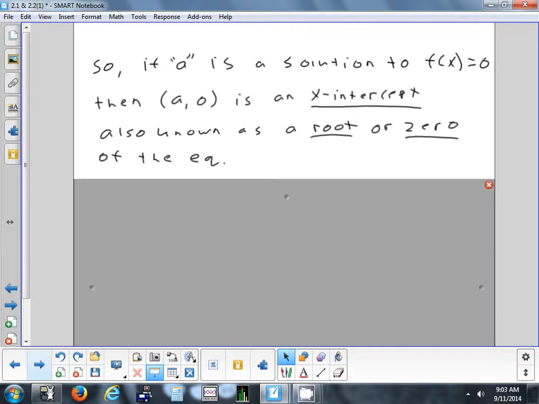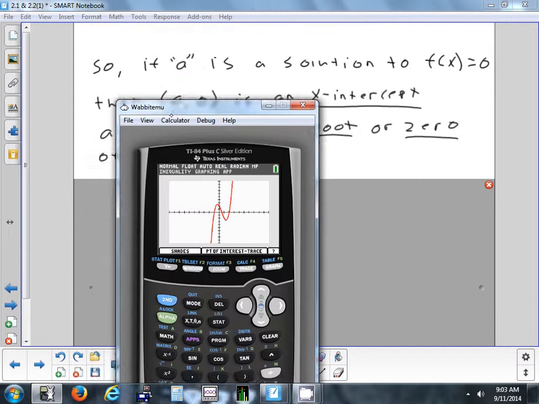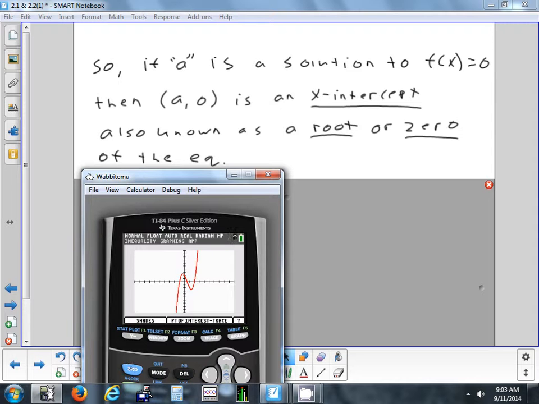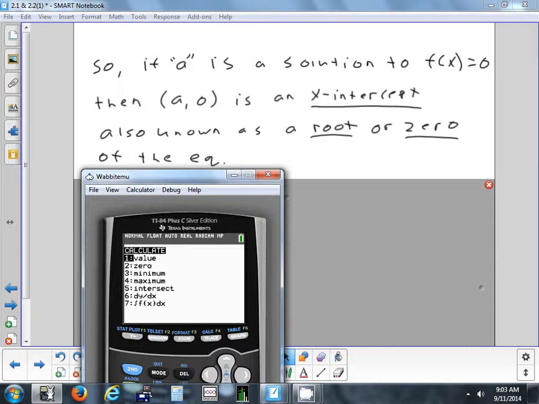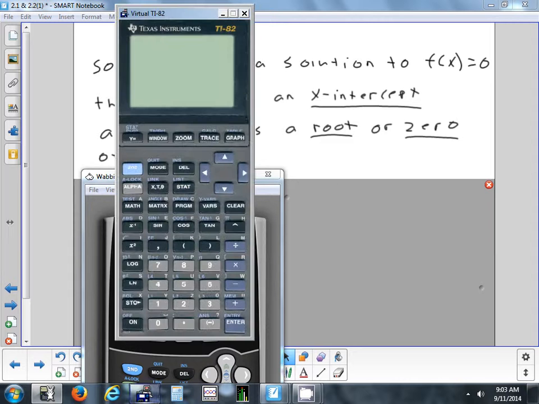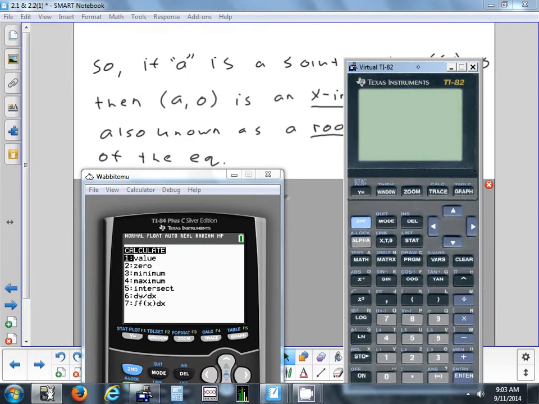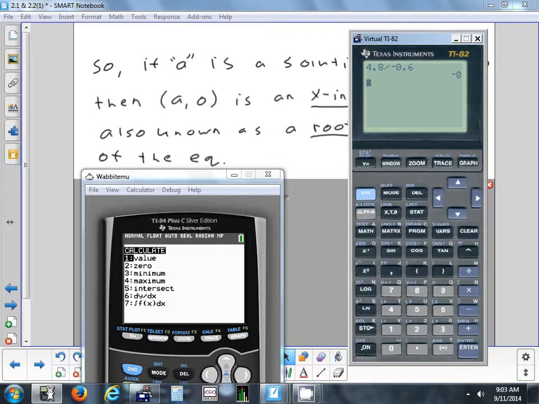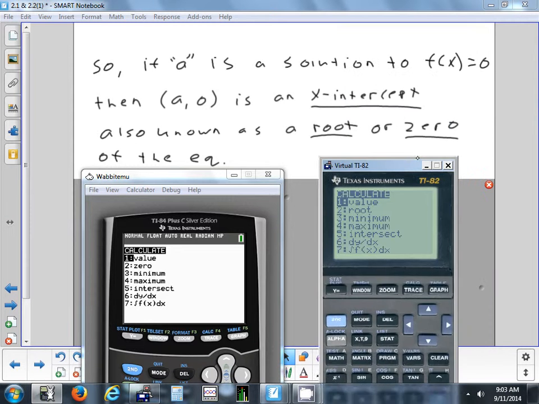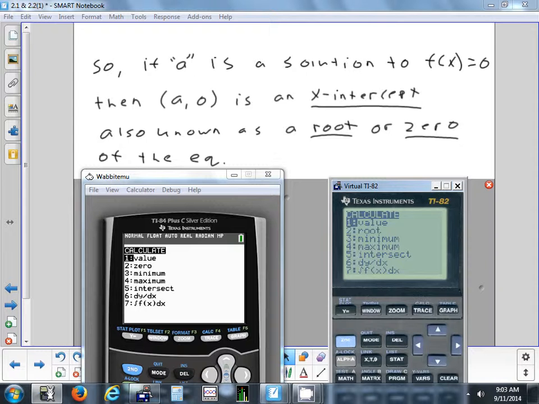If you use a TI-83 or newer, and you go to second calc, you're going to see the second option is a 0. If you're using a TI-82, and you go to second calc, you're going to see the word root. Root and 0 are the same thing, and the process for finding a root or a 0 on either calculator is the same.